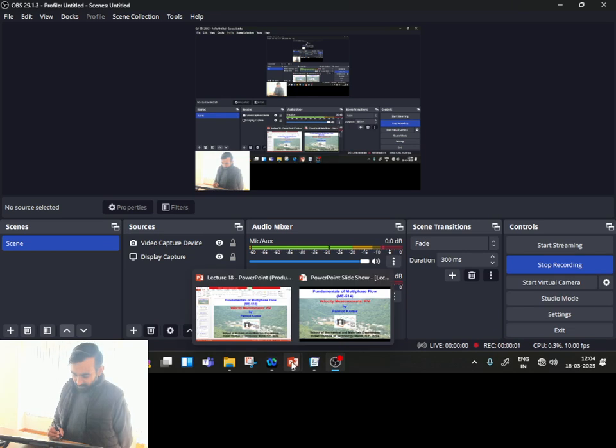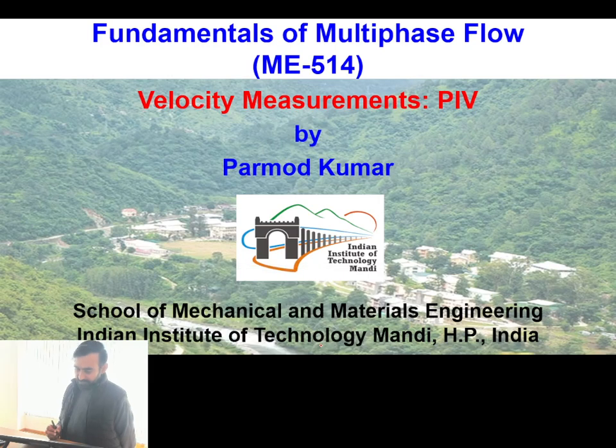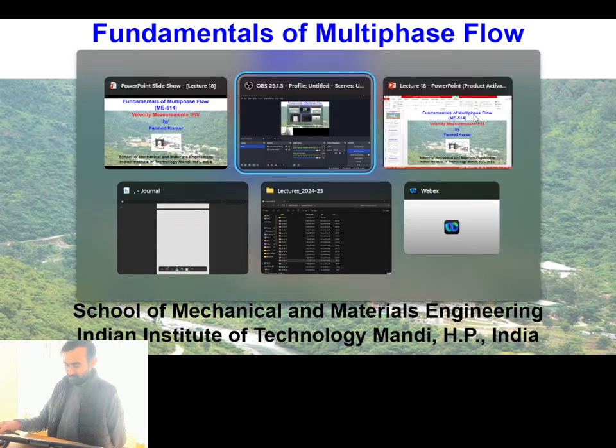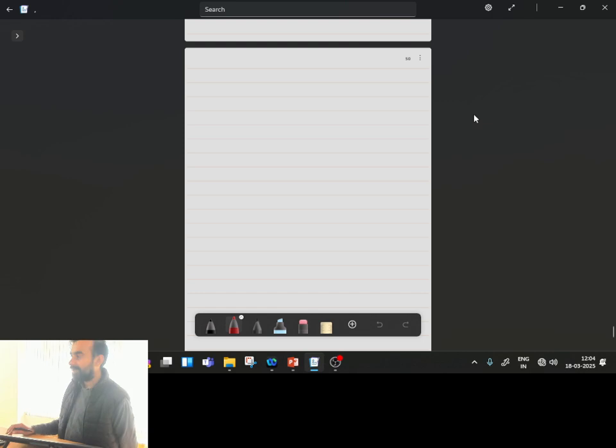Okay, so good afternoon. We have been discussing velocity measurement techniques for the last one to two lectures. Today we will continue the discussion on the same, and specifically we will discuss one technique which is known as particle image velocimetry. So let me highlight the differences between the techniques which we studied earlier and PIV.